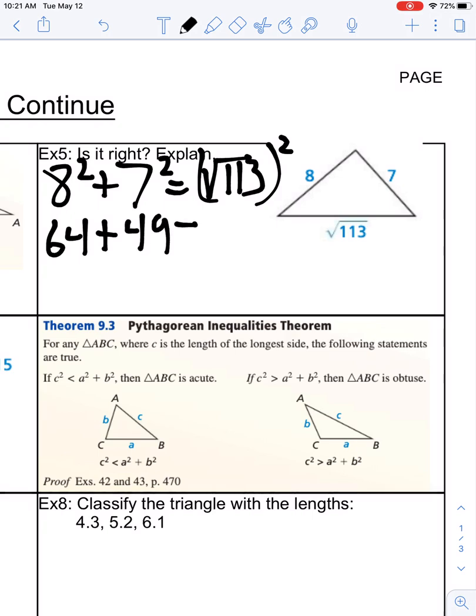And remember that property of exponents and radicals: this square root is going to be undone by the power of 2. That's going to undo this radical. They undo each other, and so what's left is just 113. And we have one more step to see if this is true. We add 64 and 49, and it gives us 113.